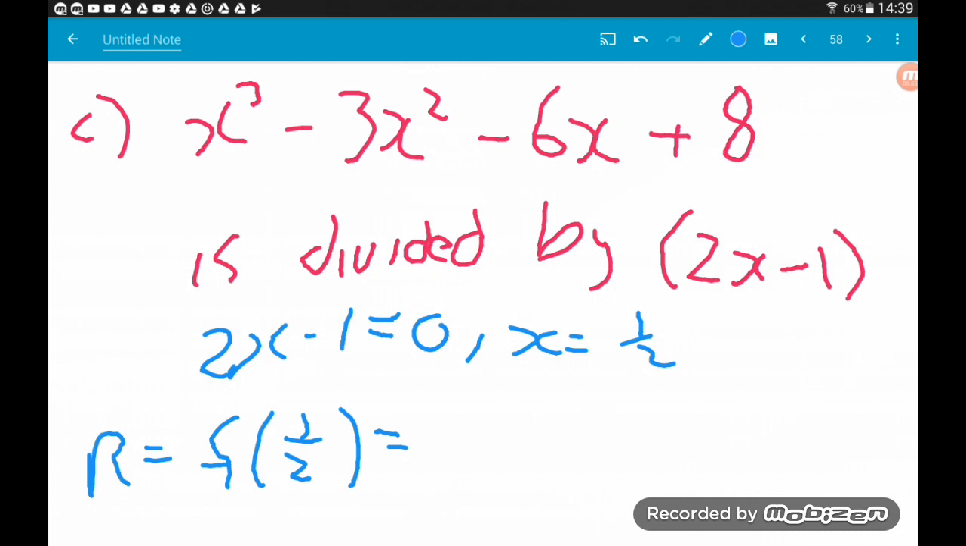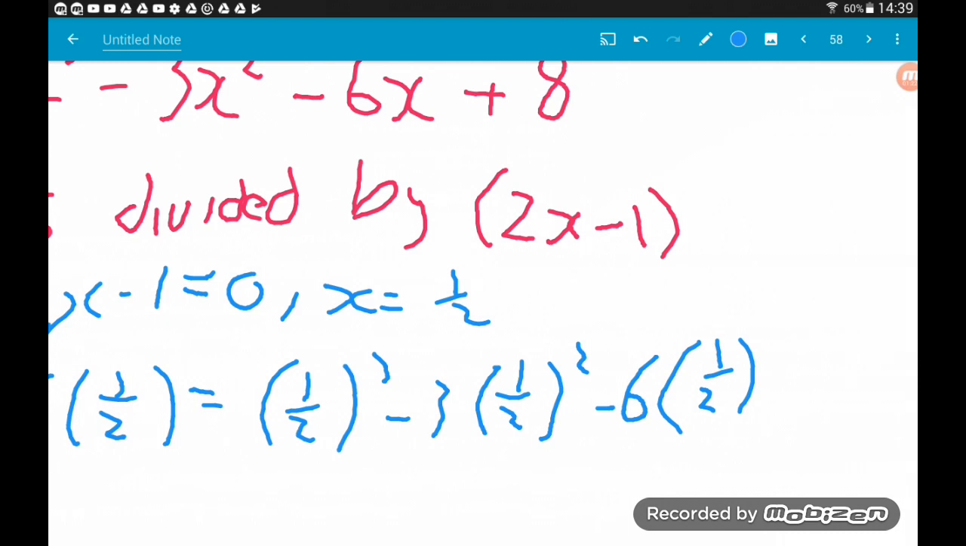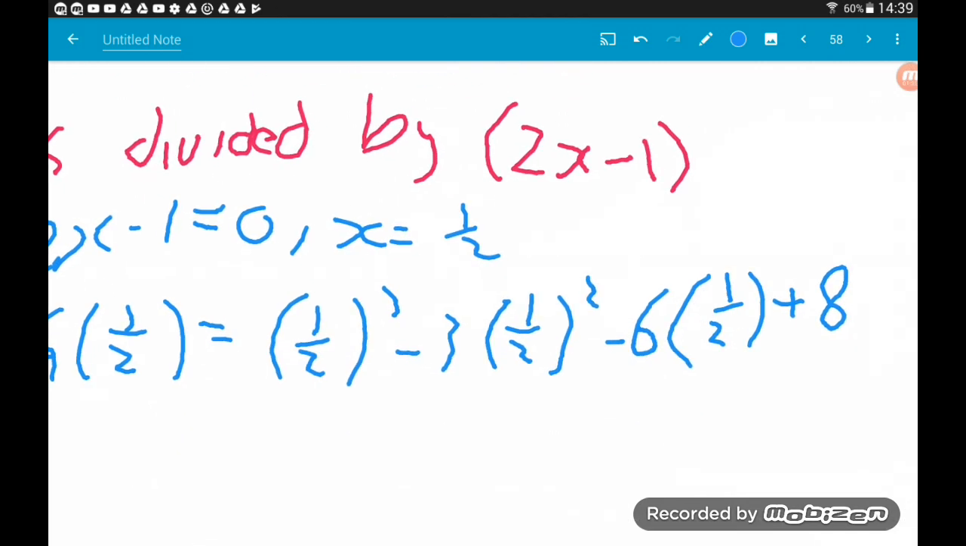So we are going to have 1/2 cubed minus 3 lots of 1/2 squared, minus 6 lots of a half, and then plus 8 on the end. So that's just the game of sorting out our fractions. 1/2 cubed is 1/8. Then we got minus 3 lots of 1/2 squared. 1/2 squared is 1/4. So we've got minus 3 quarters. Minus 6 times a half is minus 3. And then we've got plus 8 on the end.